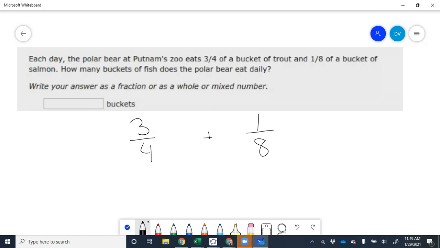All set? Okay. So if we add or subtract fractions, we always want the denominators, I'm talking about this part and this part, to be the same in order to add them. So first, I'm not really going to change the fractions. All I'm going to do is change the way they look.